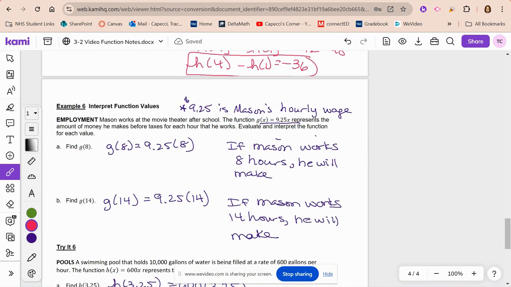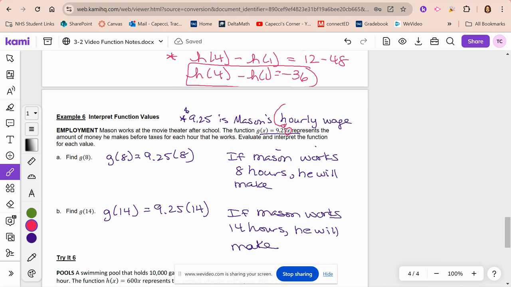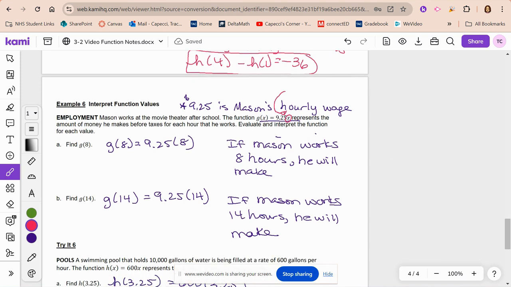Okay, let's take a look at a word problem here. Kind of taking the same idea. It says Mason works at the movie theater after school. The function g of x is equal to 9.25x represents the amount of money he makes before taxes for each hour that he works. Evaluate and interpret the function for each value. Well, let's take a look at this. So the constant there, what's going to be the rate of change? The rate of change is going to be how much he makes per hour, right? That's the slope, right? 9.25. That's how much he makes per hour. The x is how many hours he works. Obviously, the more hours he works, the more money he's going to make. So let's see how we do.